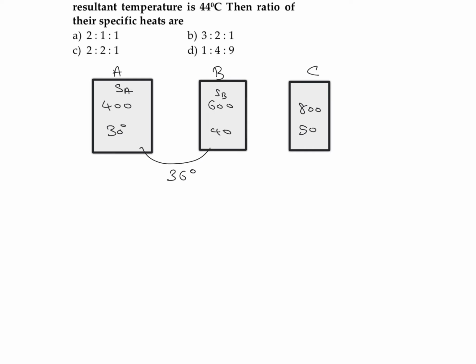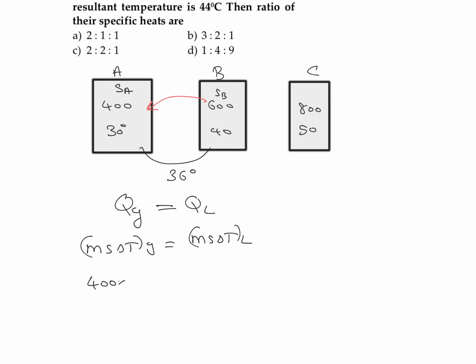When we are mixing A and B, there will be a transfer of heat energy from B to A. So we'll use the principle of calorimetry, that is heat gain by A is equal to heat loss by B. We can write Q is equal to m s delta T. For A, m is 400, specific heat capacity SA, and change in temperature is 6, since it was initially 30 and now 36. That equals the mass 600, specific heat capacity SB, and change in temperature 4, since initially it was 40 and now it is 36.